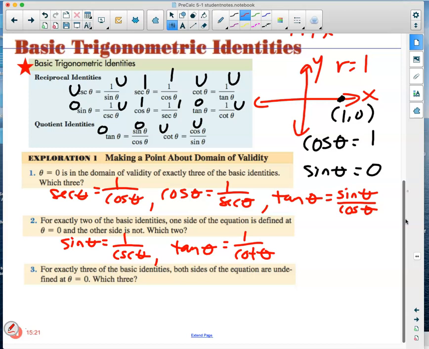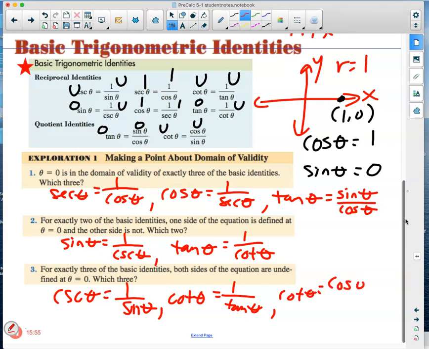For exactly 3 of the basic identities, both sides of the equation are undefined at theta equals 0. Which 3 are we talking about? Well, in this case, they did both end up undefined. So they do work. It just feels like they don't work because we have to put undefined. So cosecant of theta is 1 over the sine of theta. Cotangent of theta is 1 over the tangent of theta. And where's our other U U? The very last one. Cotangent of theta equals cosine of theta over sine of theta.